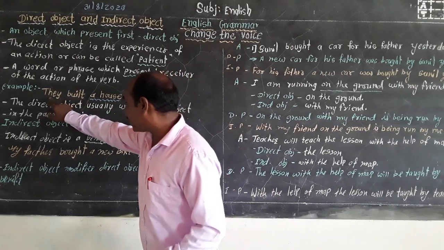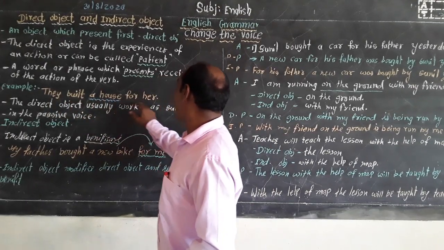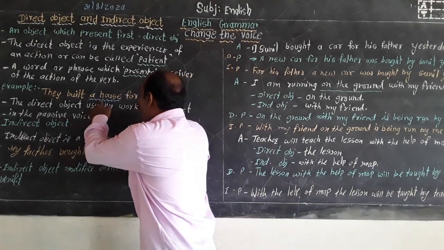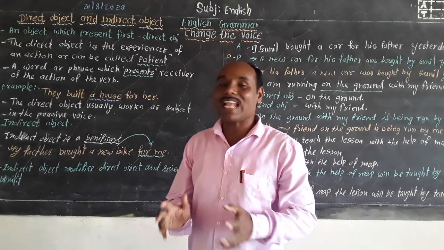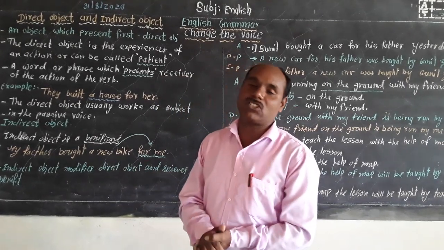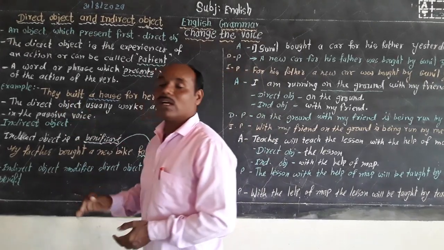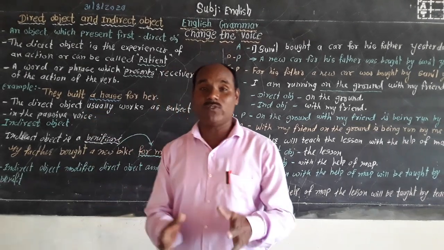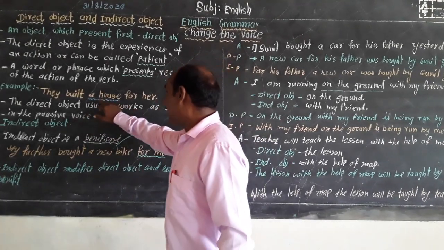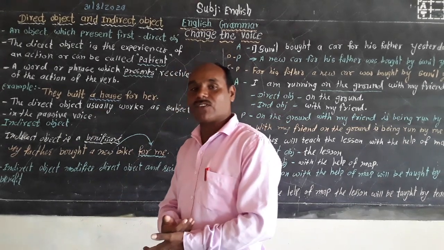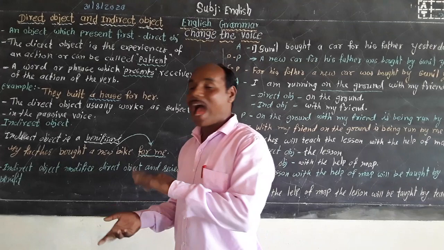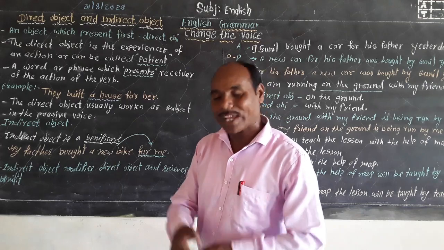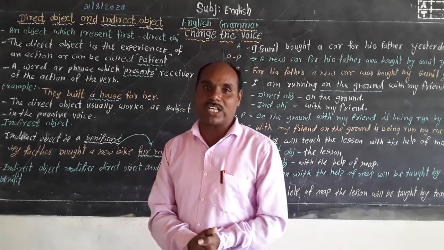The example is given over here. They built a house for her. Now in this sentence there are two objects, followed by each other. So after the verb, the object which is immediately present after the verb is known as the direct object, and the object which is present behind the direct object is known as the indirect object. We can also say object 1 and object 2.